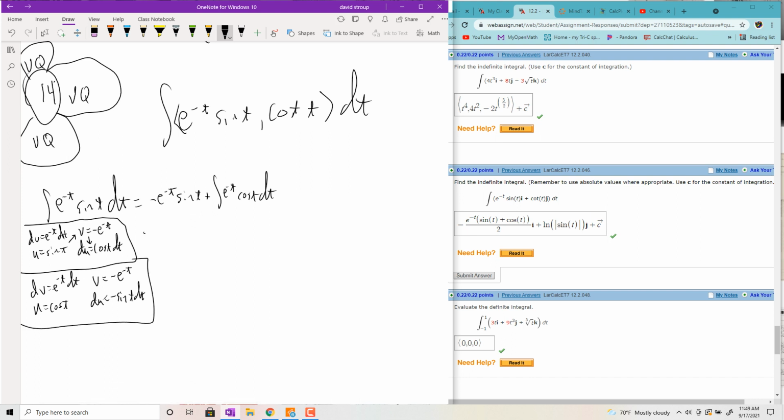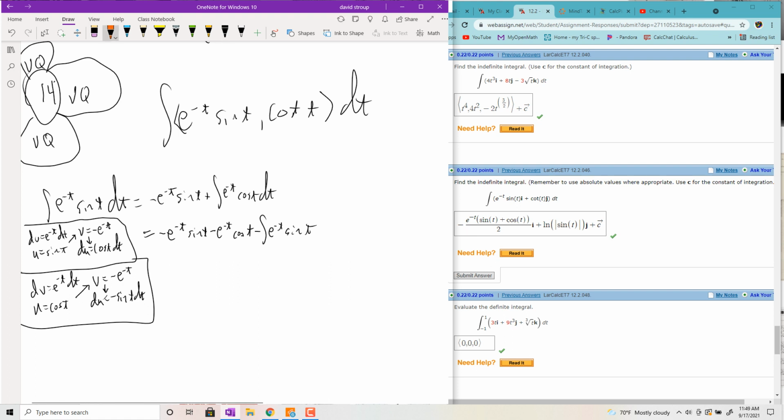So this integral will be negative e to the negative t sine t, and then u times v will be minus e to the negative t cosine t, and then minus the integral of v du, which will be minus negative times negative. And here will be positive, but there's always a minus in front at that step. So you get e to the negative t sine t. You note that you got back right where you started.